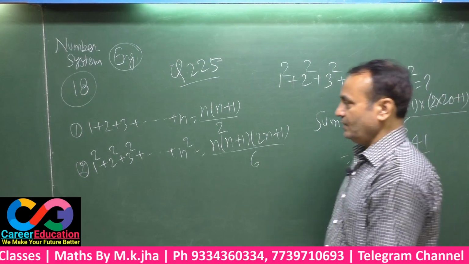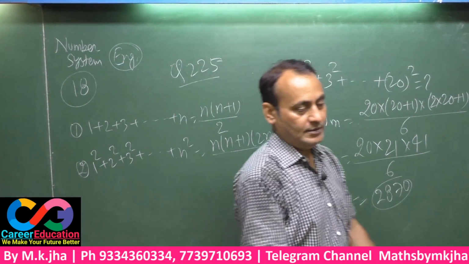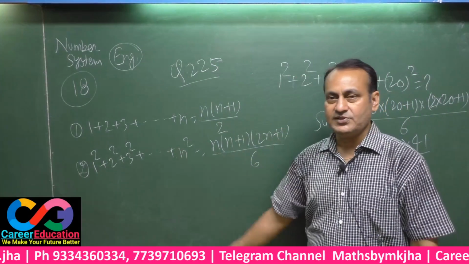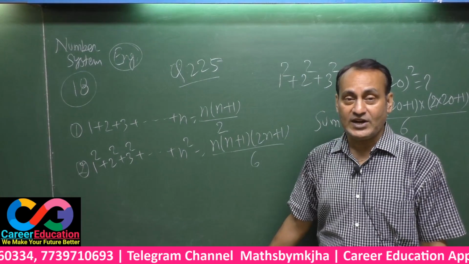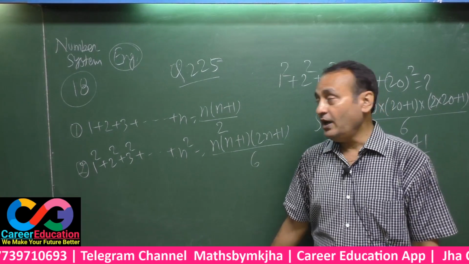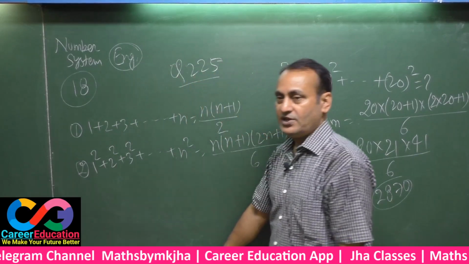Note down. You have to remember three formulas here. The sum of natural numbers starting from 1, the sum of squares of all natural numbers starting from 1, and the sum of cubes of all natural numbers starting from 1.